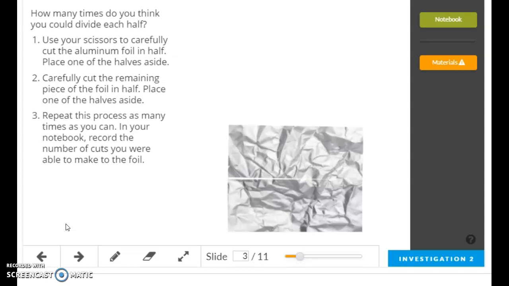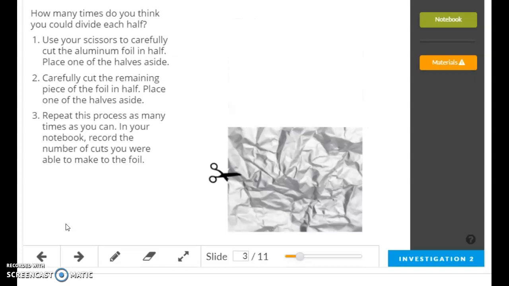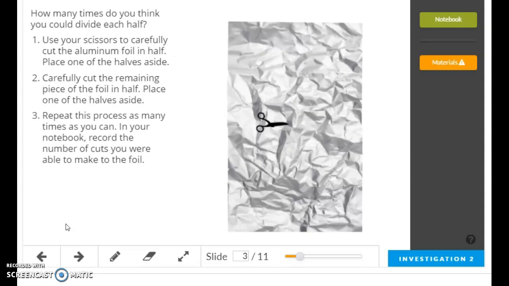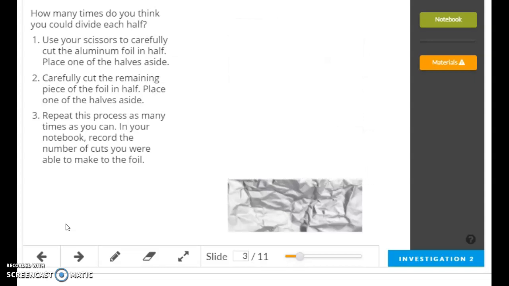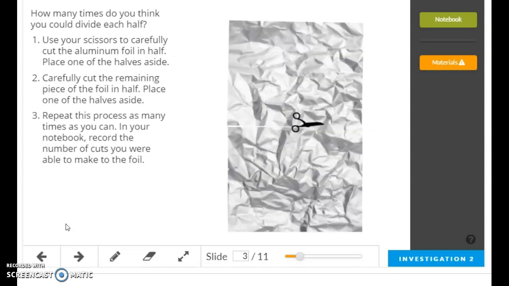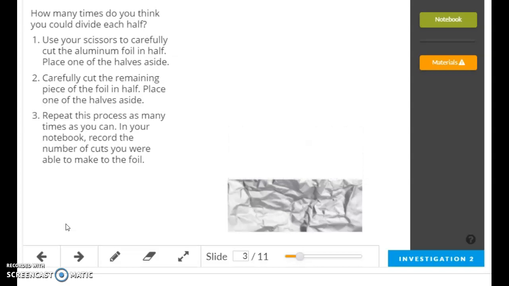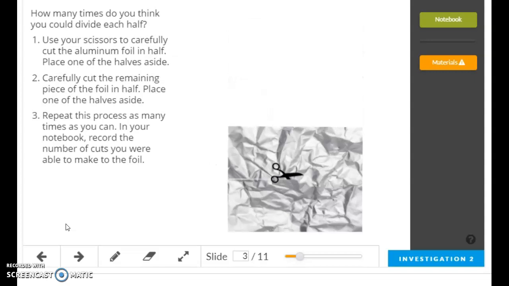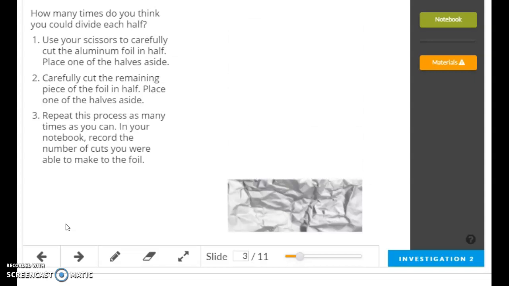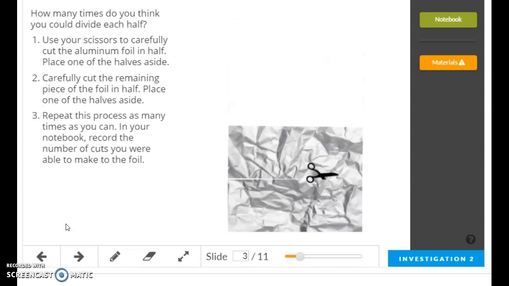So get that piece of aluminum that you went to go grab and get your scissors and go ahead and cut it in half. And place one of the halves aside. Then I want you to carefully cut the remaining piece of foil in half again and place one of those halves aside as well. And I want you to do this as many times as you can. And in your notebook, record the number of cuts you were able to make with the foil. That's going to be number 1 on page 11 of your workbook. How many times were you able to cut that piece of foil in half again and again and again?